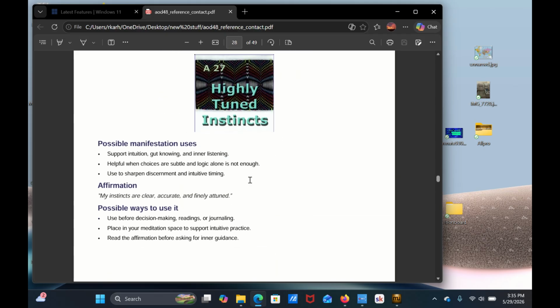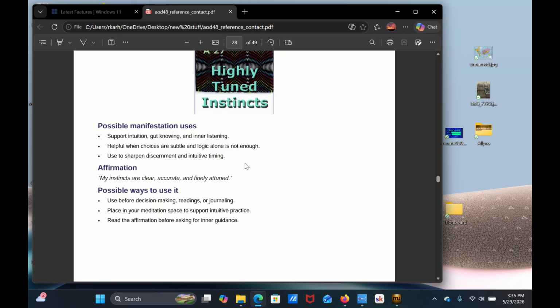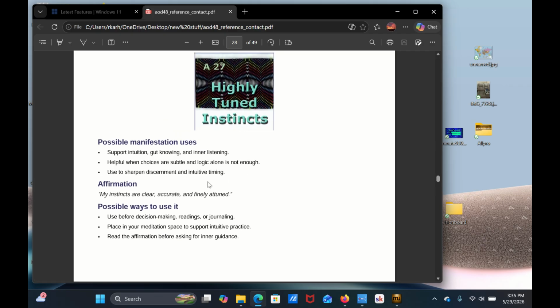Highly tuned instincts. Support intuition, gut knowing, and inner listening. Helpful when choices are subtle and logic alone is not enough. Used to sharpen discernment and intuitive timing. My instincts are clear, accurate, and finely tuned.